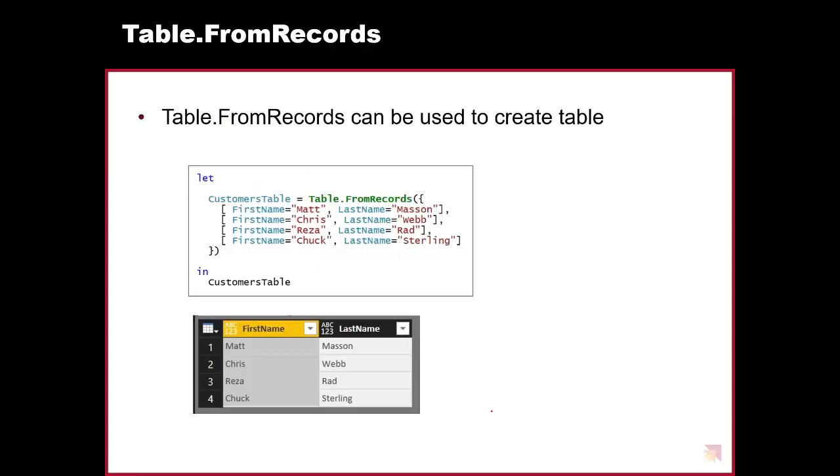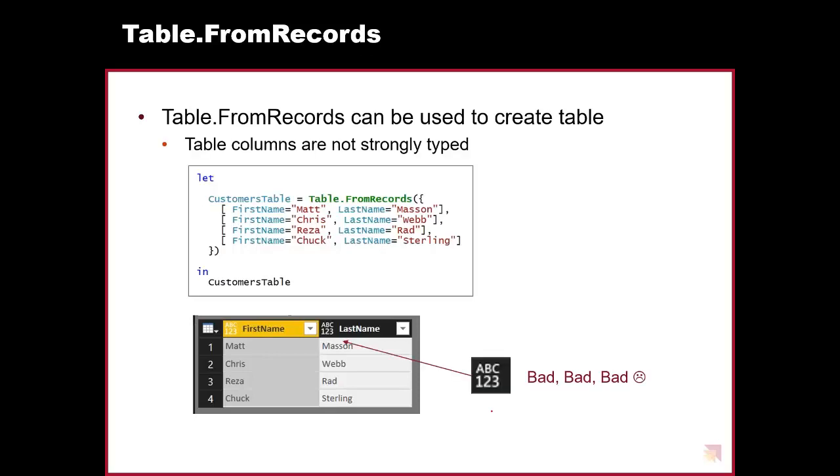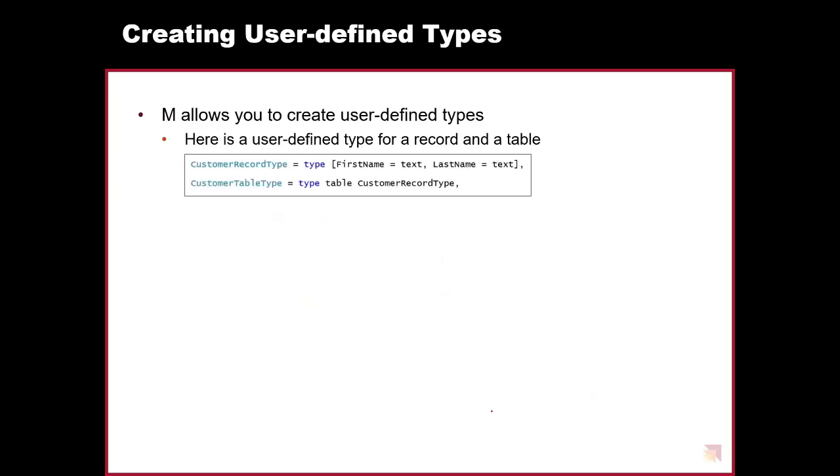Now, let's say I want to create a table. So I can create a table, and there's table from records. And notice that when I do that, I've got a couple different records inside there. But if I look down below at the WYSIWYG environment, what I can see is that if it has a column that says ABC 1, 2, 3, it means it couldn't determine what the type is, and we're going to leave it as any. And generally, we want strongly typed columns.